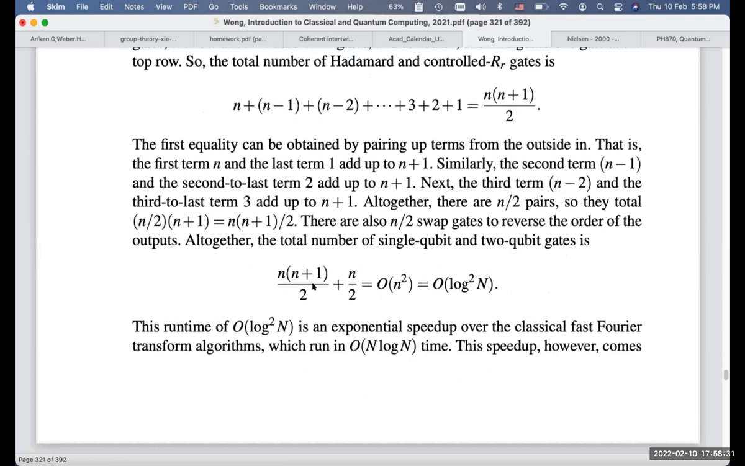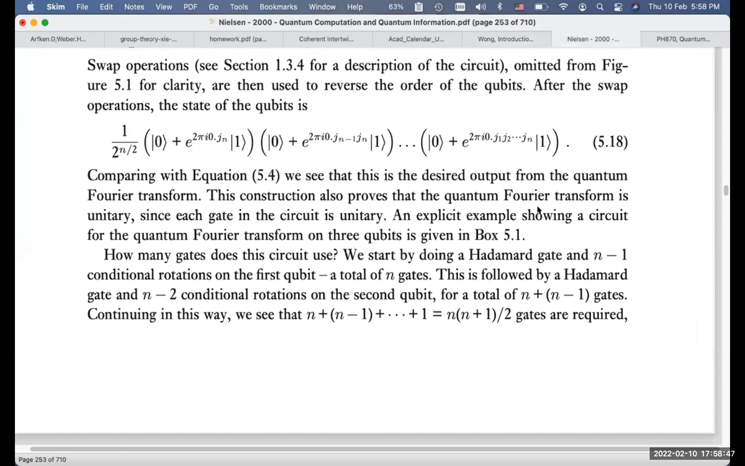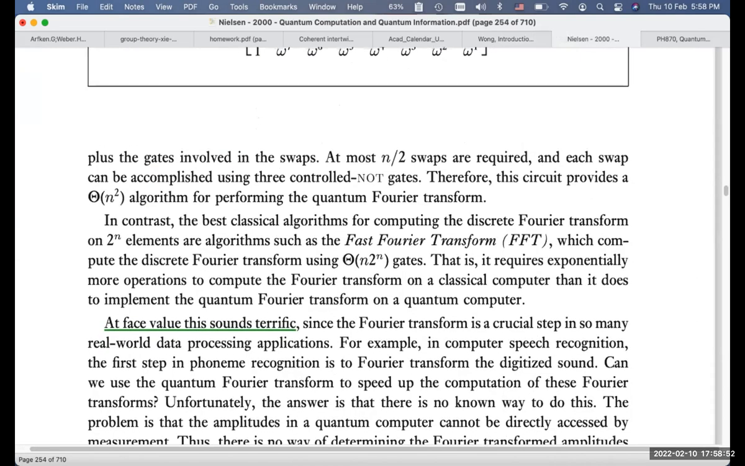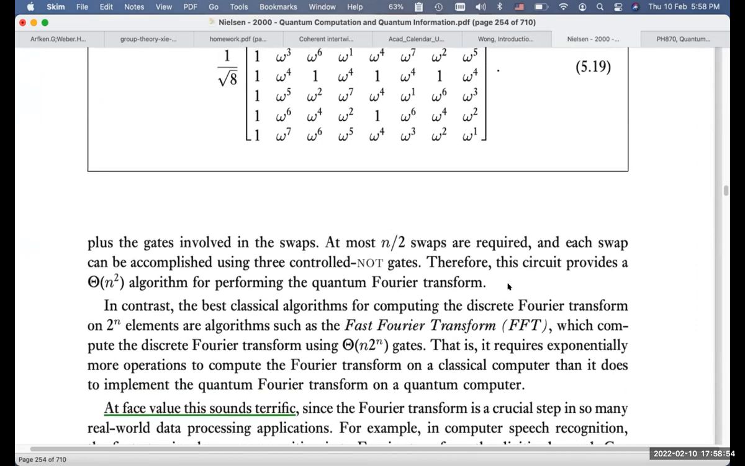So if you calculate all the number of gates and so on and so forth, you get a runtime of order log squared n. Okay, what is the meaning of this log? Let me go back to Nielsen in this case. So this circuit provides an order n squared, where n is the number of qubits, right?